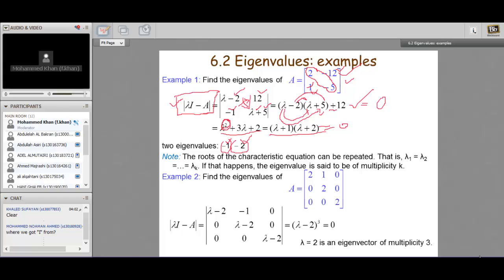The roots of the characteristic equation can be repeated. Maybe it can be repeated like 2, 2, or 3, 3. It is possible. It means lambda 1 is equal to lambda 2. If such a thing happens, the eigenvalue is said to have multiplicity k. For example, if the eigenvalue is 2, 2, we can say that the eigenvalue has a multiplicity of 2.